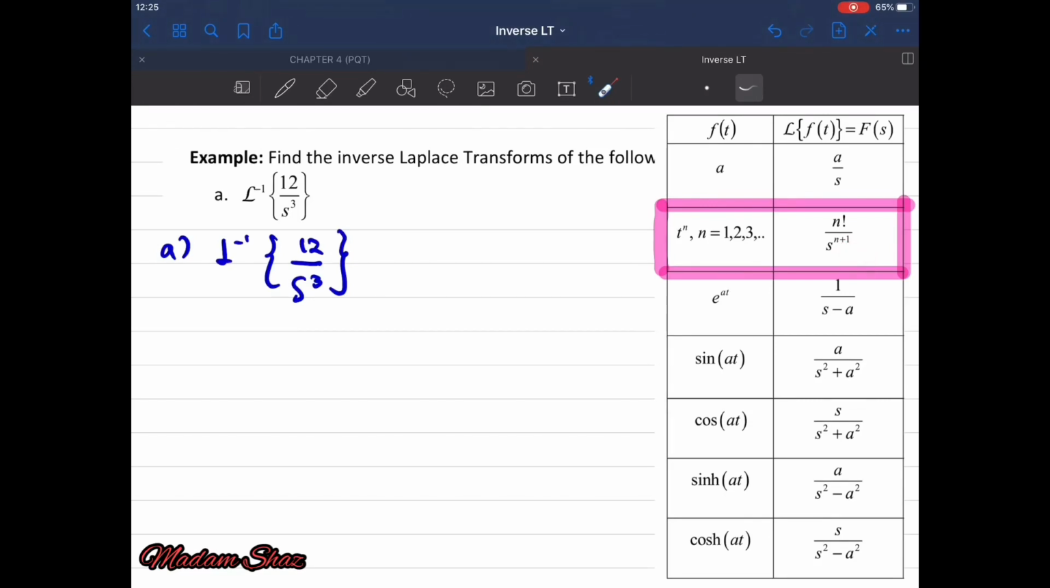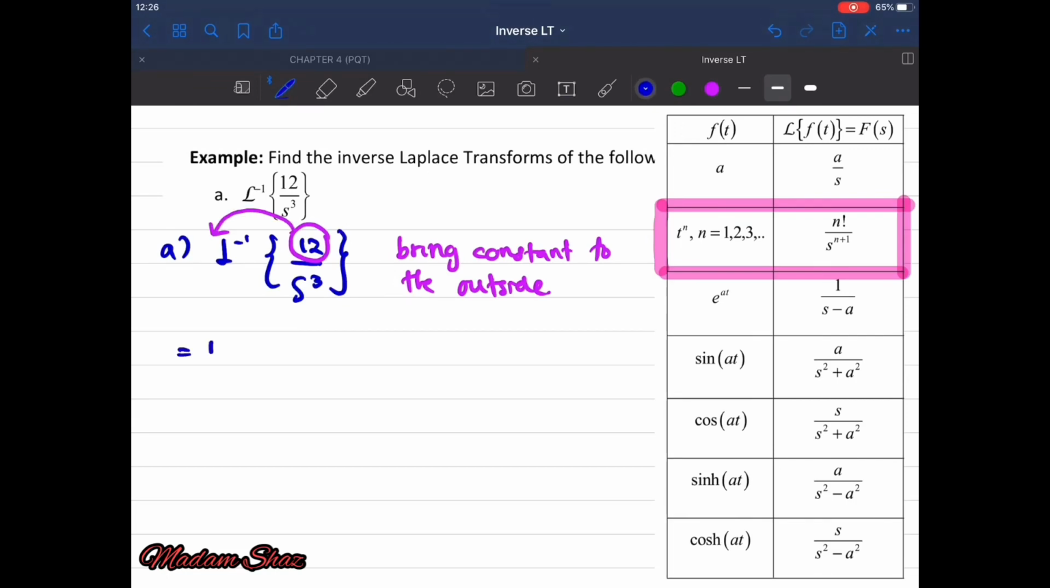Okay, by referring to the table of the Laplace transform, this is the suitable one, whereby you have s with the power at the bottom side. If this one is only s with the power of 1, we want to refer to the case whereby we have s with a power at the bottom side. So this is the suitable one. So you have to determine the value of n. The first step, you have to bring the constant to the outside. So we bring 12 to the front. 12 Laplace inverse. So when we move 12 to the front, this one will become 1 over s to the power of 3.